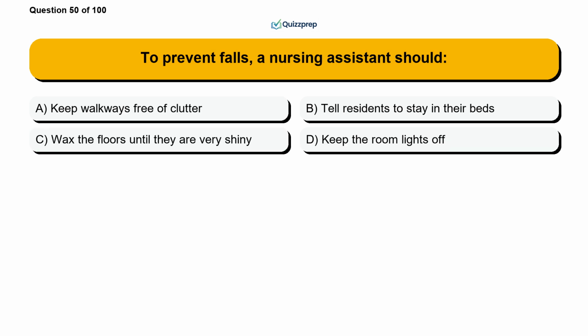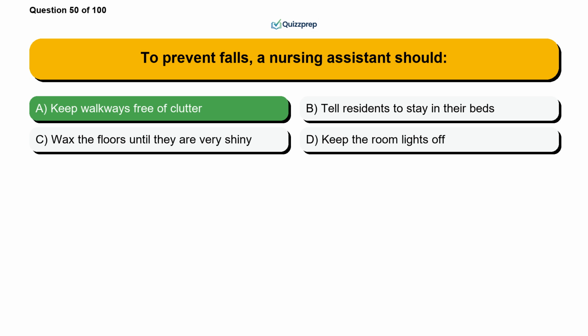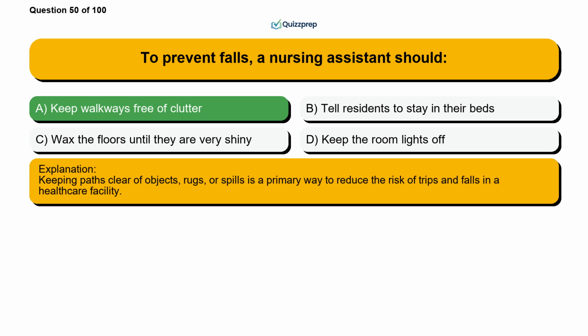Question 50. To prevent falls, a nursing assistant should: Option A, keep walkways free of clutter. Option B, tell residents to stay in their beds. Option C, wax the floors until they are very shiny. Option D, keep the room lights off. The correct answer is option A, keep walkways free of clutter. Keeping paths clear of objects, rugs, or spills is a primary way to reduce the risk of trips and falls in a healthcare facility.